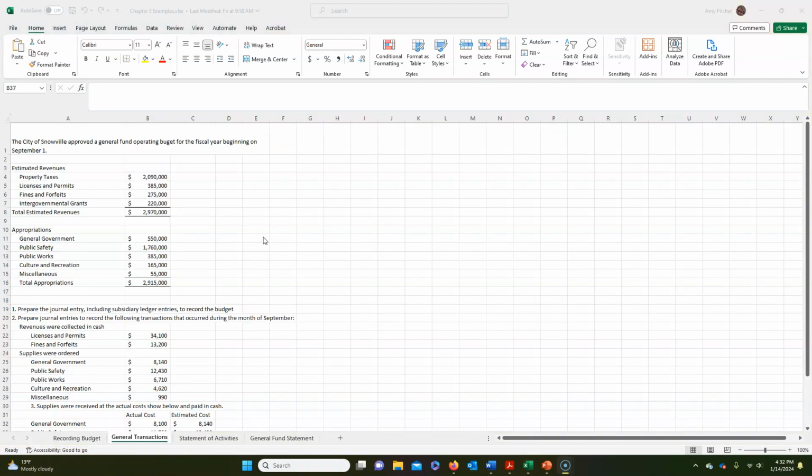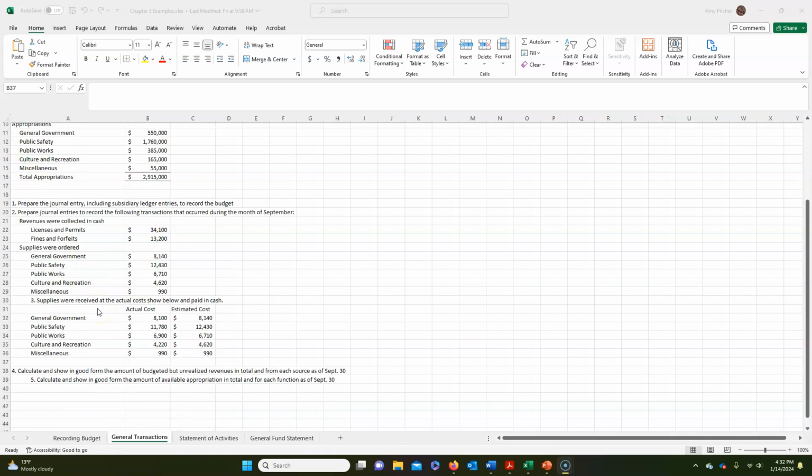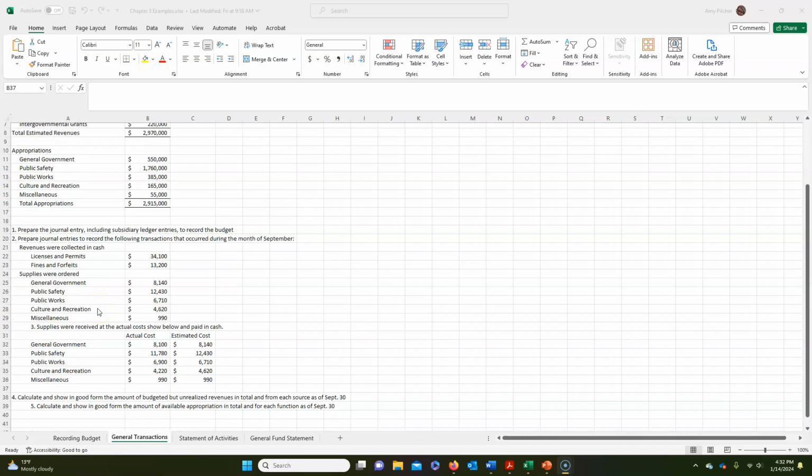In this second example, we're going to be utilizing both the general ledger and the subsidiary ledger, and we're going to look at the impacts of both of them. We have the City of Snowville, with an approved operating budget for the fiscal year beginning on September 1. The first statement here is to prepare the journal entry, including subsidiary ledger entries to record the budget. So that's the first activity that we're going to perform, that journal entry.